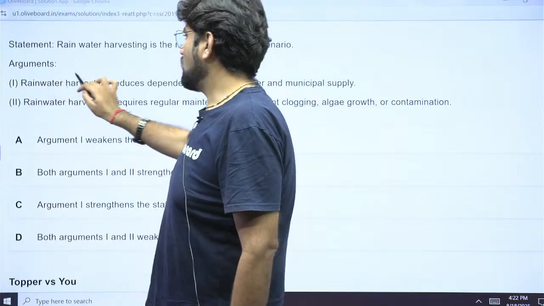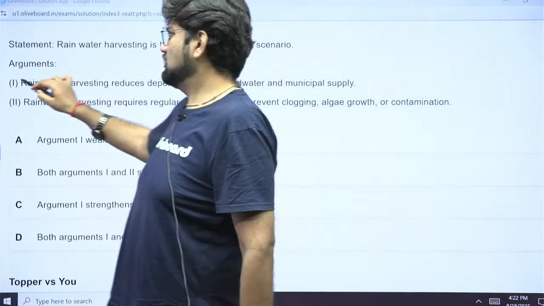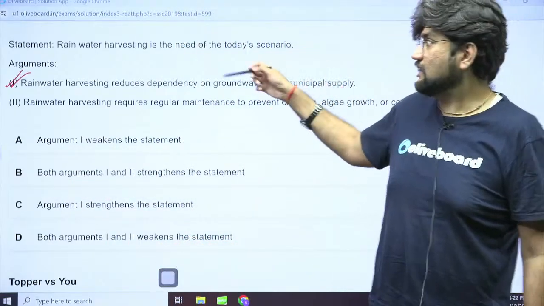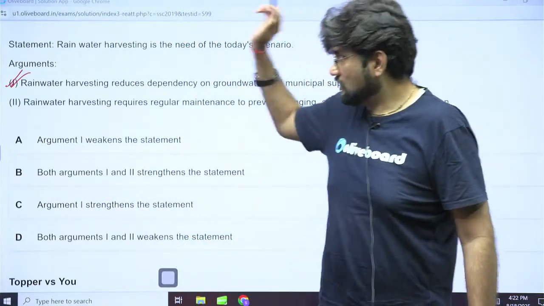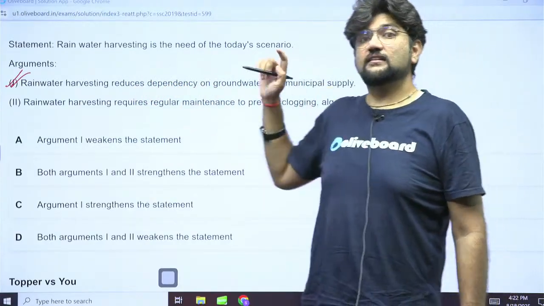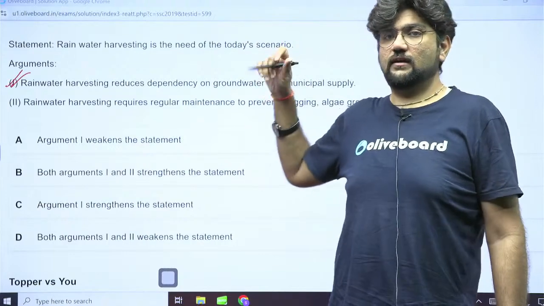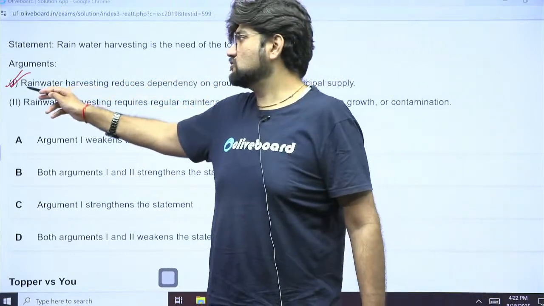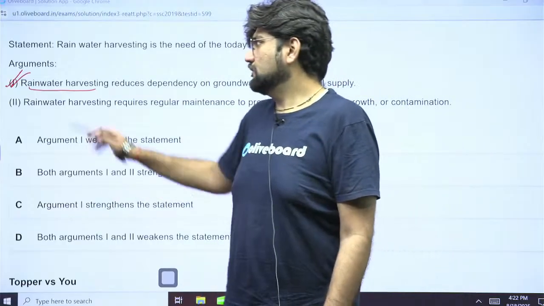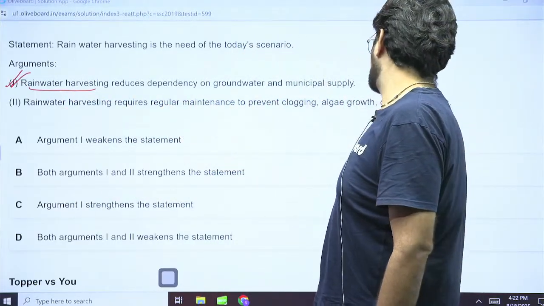Arguments. Rainwater harvesting reduces dependency on groundwater and municipal supply. Yes, it does. So this strengthens your statement. This is giving you a premise for why rainwater harvesting is necessary: because it reduces dependency on groundwater and municipal supply. This is the advantage, disadvantage based strengthen, weaken. So this is actually highlighting the credible advantages of rainwater harvesting. The second one says rainwater harvesting requires regular maintenance to prevent clogging, algae growth or contamination.